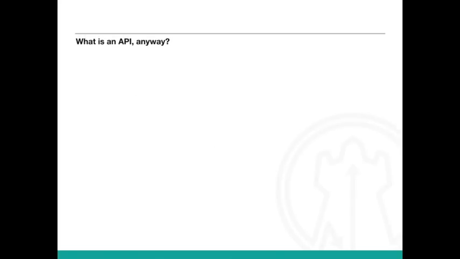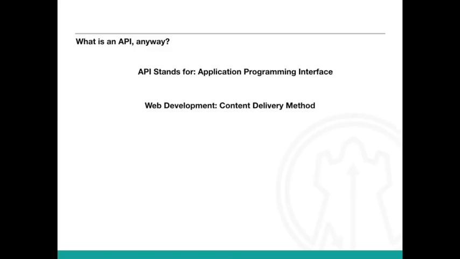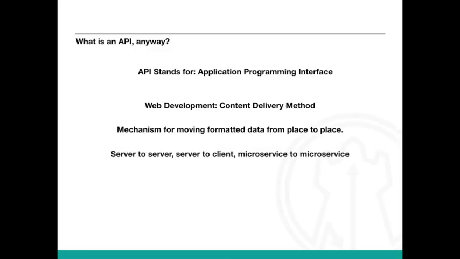Let's take a look at what an API is. API stands for Application Programming Interface, and in different contexts, this can mean a number of different things. But specifically, when we're talking about APIs in the context of web development, we're talking about a content delivery method, a mechanism for moving formatted data from one place to another. That can be from a database to a server to a client, or between microservices.